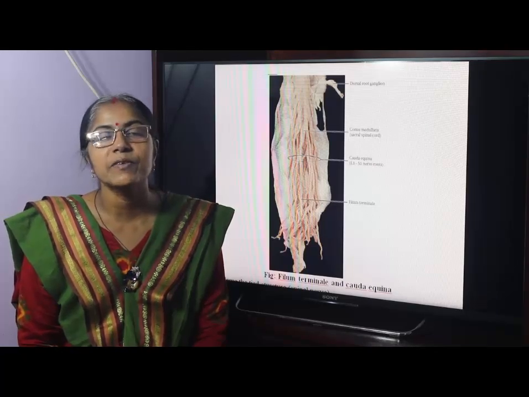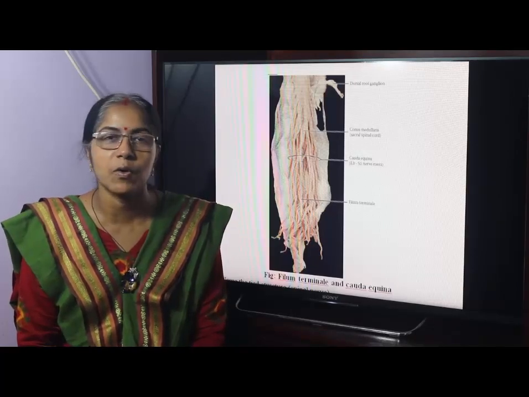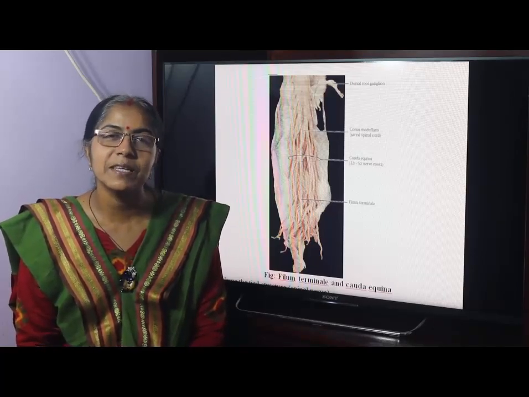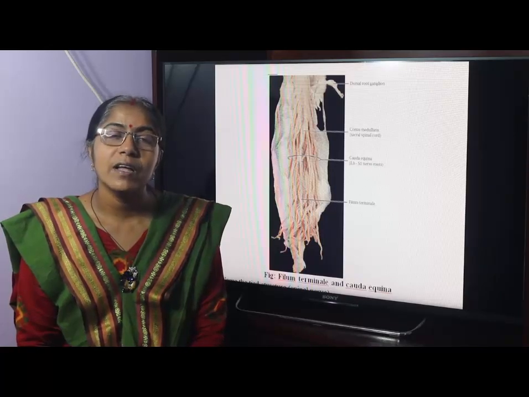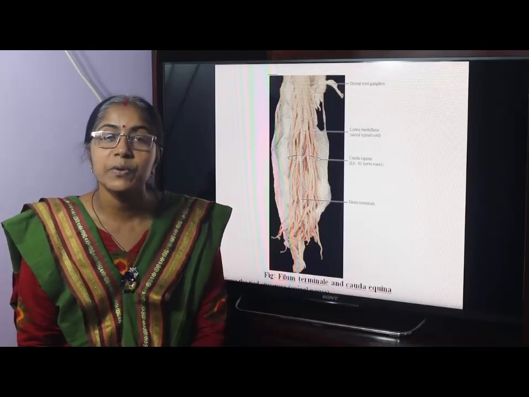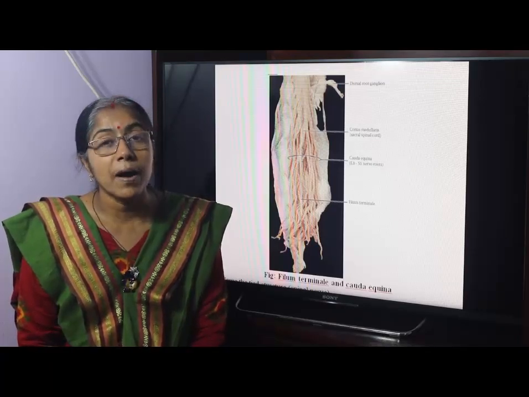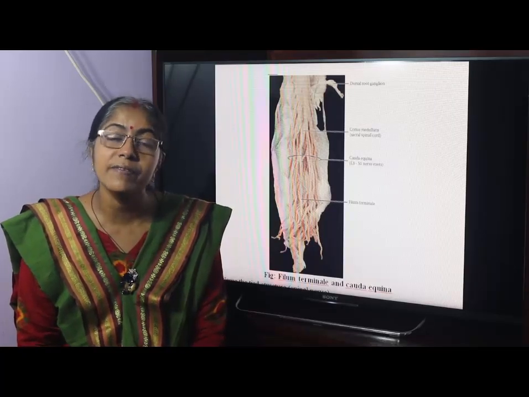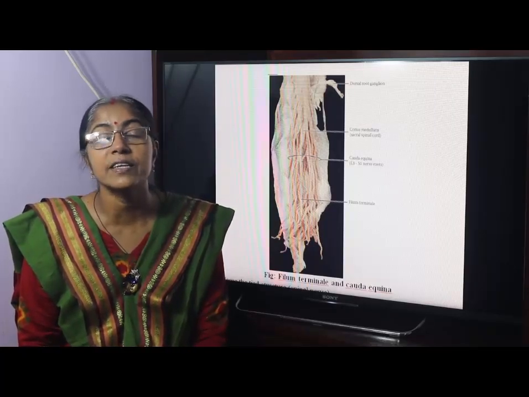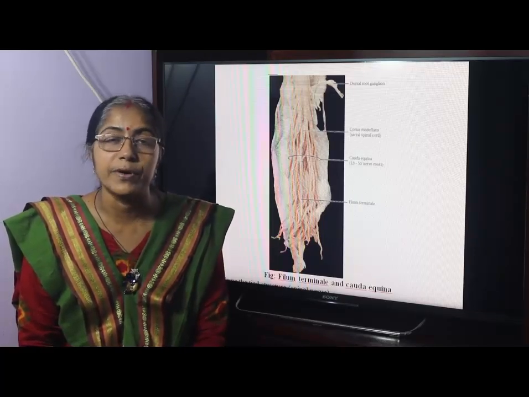Today I am going to discuss OSPE and VIVA questions of the spinal cord. So let's begin. What is the spinal cord? It is the lower cylindrical part of the central nervous system. We know the central nervous system is composed of brain and spinal cord. The upper expanded portion is termed as brain and the lower cylindrical portion is termed as spinal cord.